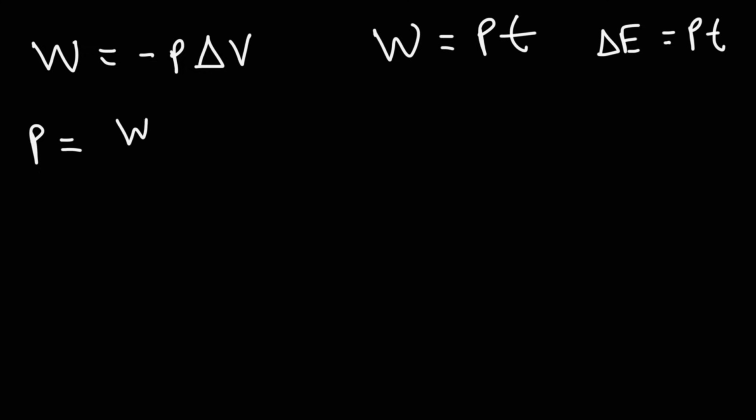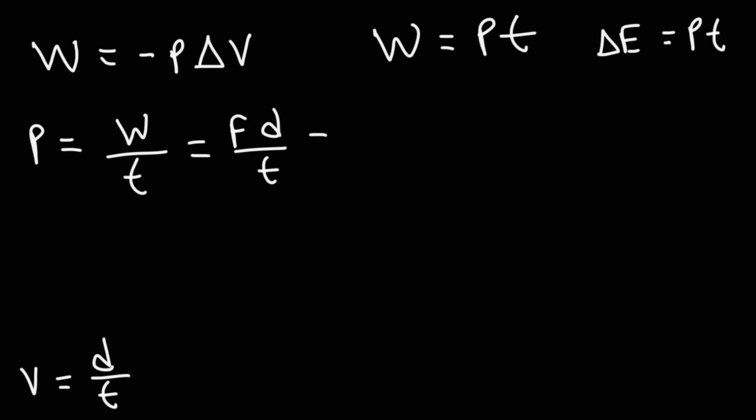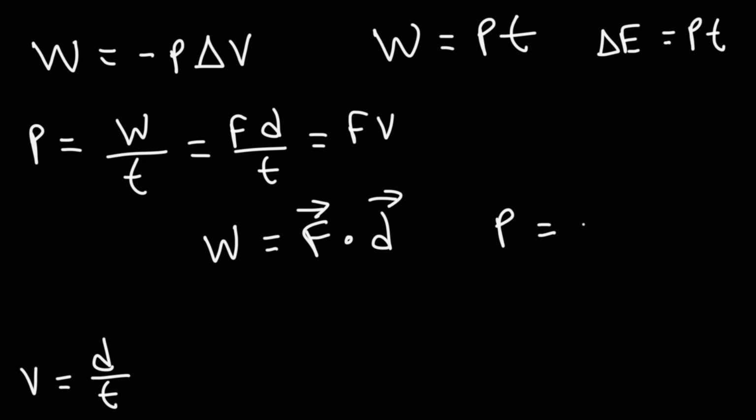Now, going back to this equation, power is work over time. Work is force times displacement. And we know that velocity is displacement over time. So we can replace d over t with velocity. So we get power is force times velocity. Now, we know that work is the dot product of the force and the displacement vectors. Instantaneous power is also the dot product of the force and velocity vectors.